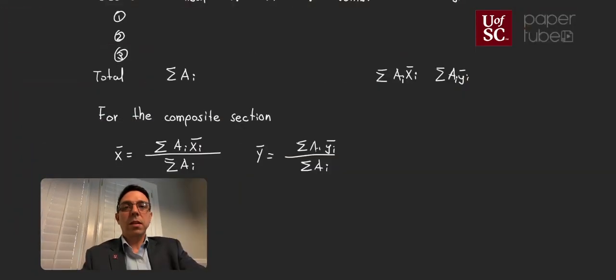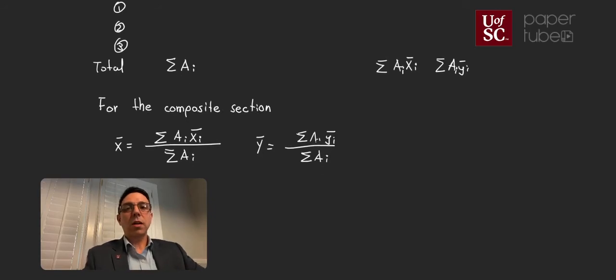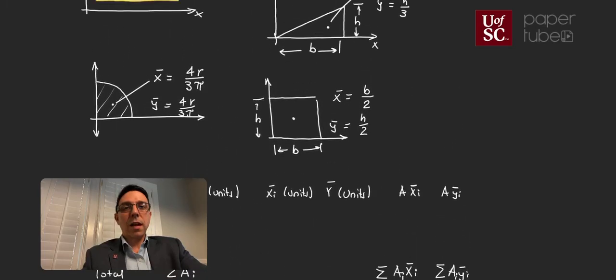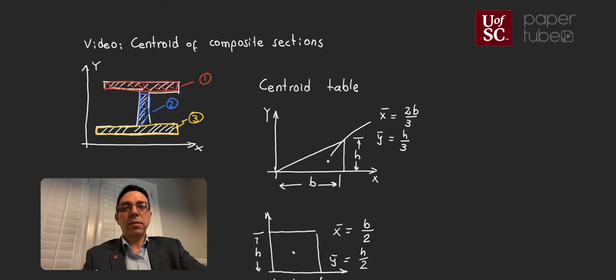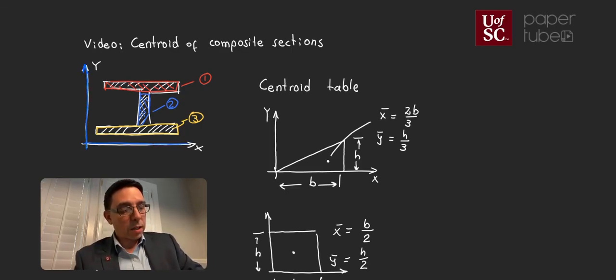So that is going to be this equation. My x bar is equal to the sum of the A i x bar i over the sum of all of the areas. My y bar is the sum of their A i y bar i over the sum of all of the areas. Now, one caveat here. Remember that those x bar i and y bar i are the ones with respect to the axes of the composite section, right? So it has to be with respect to these axes x and y that are shown in there.